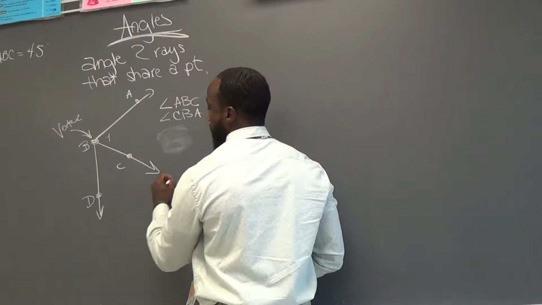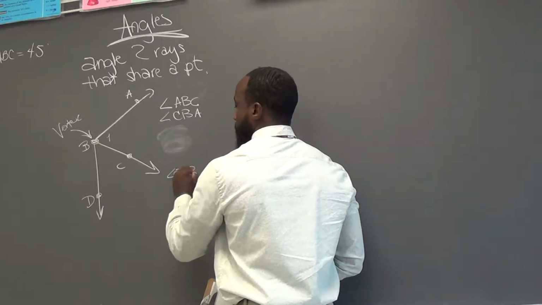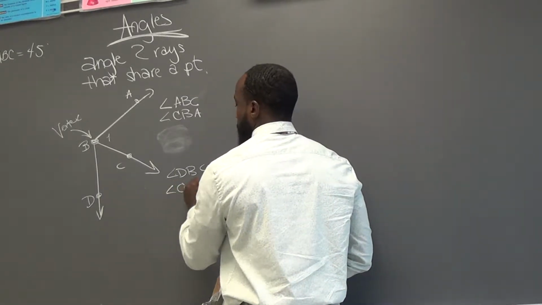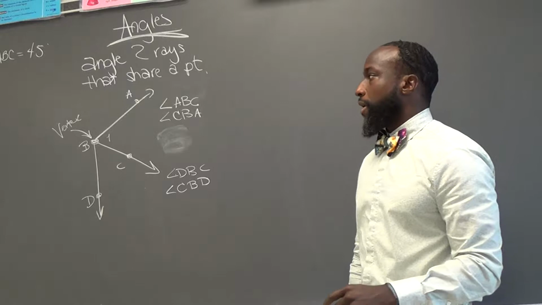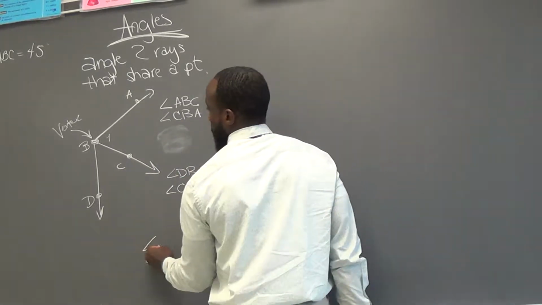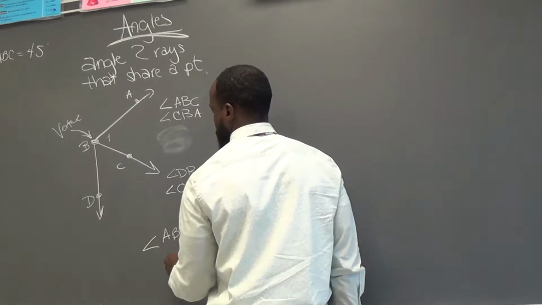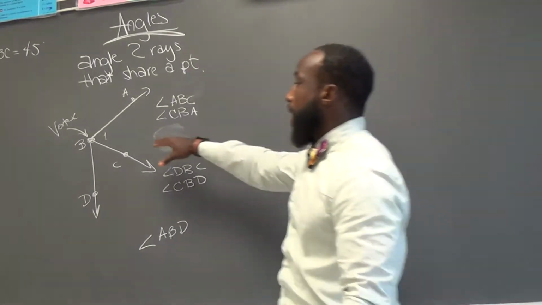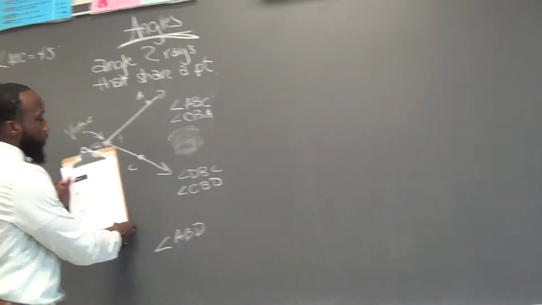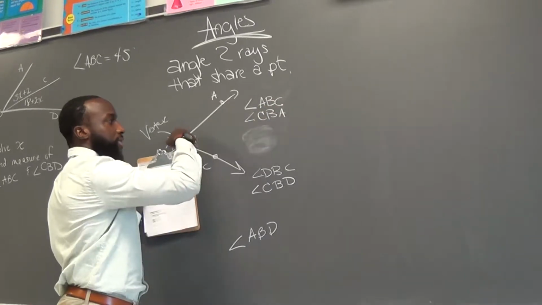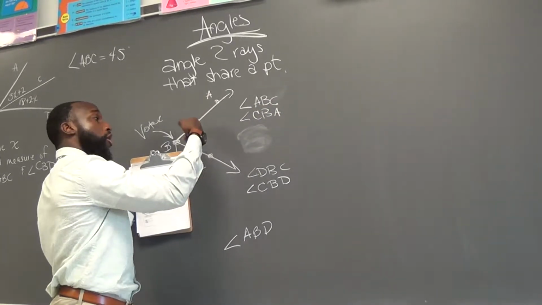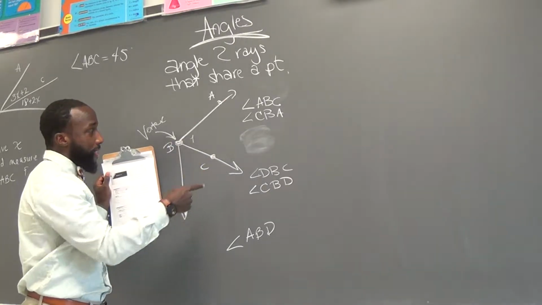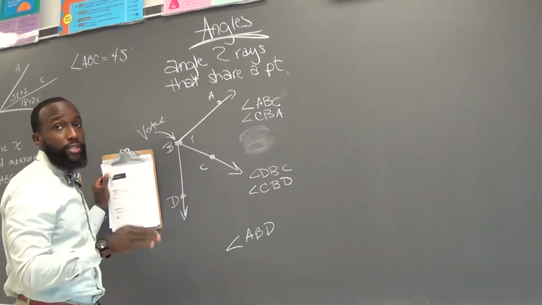So for instance, you've got angle DBC. Everybody see that? Or you could say angle CBD. And then for the big angle, you name it angle ABD, or vice versa, you switch it around. So when you're naming these angles, if there's only two rays, you can name it by turning the letters around this way, or by the vertex. But when you have more than two rays, you must name them by their letters.